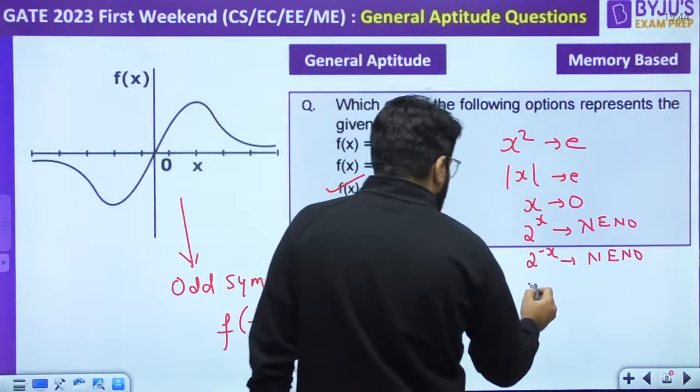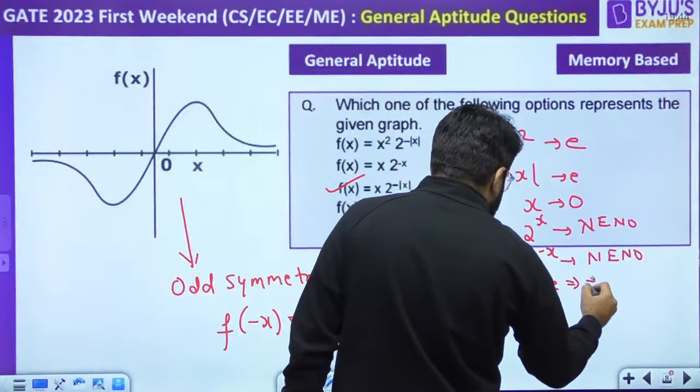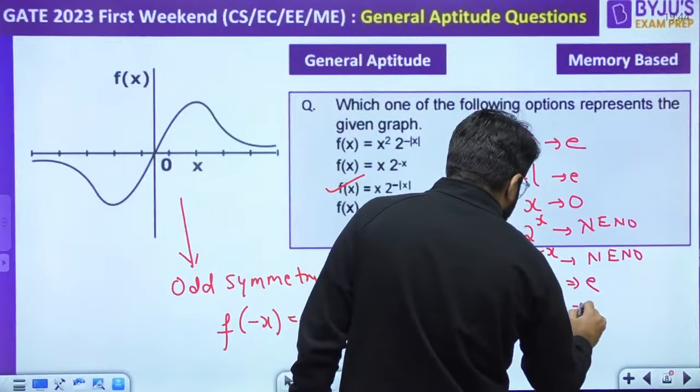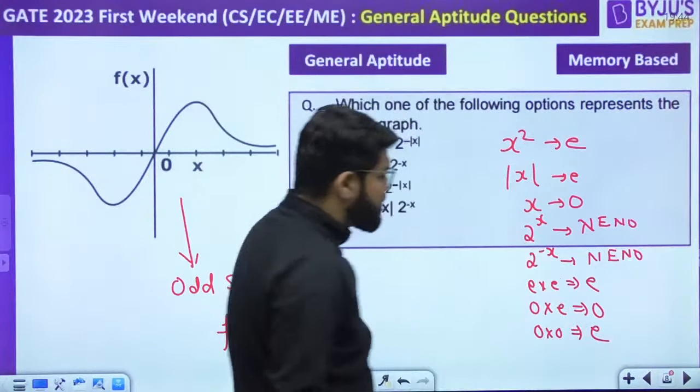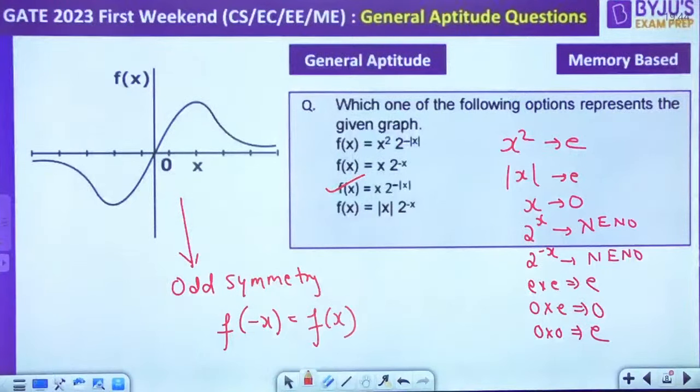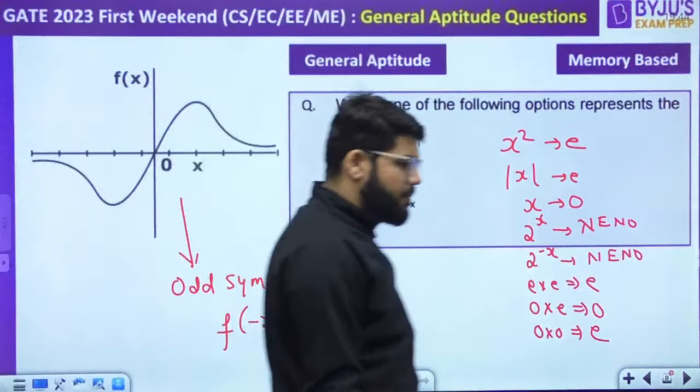Acha, whenever it is even into even function, that is even. If it is odd into even function, it will be odd. If it is odd into odd function, that is going to be even. Minus minus will be plus. Clear, everybody? These are some of the logics that you must remember.